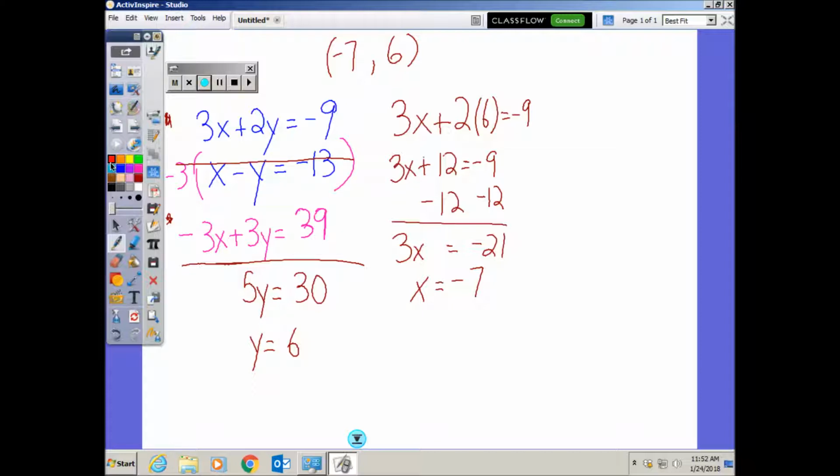Speaking of checking, I actually have to check this now. I'm taking the original second equation, which was x minus y equals negative 13. X we found was negative 7. Y we found was 6. Negative 7 minus 6 is negative 13. It checks.